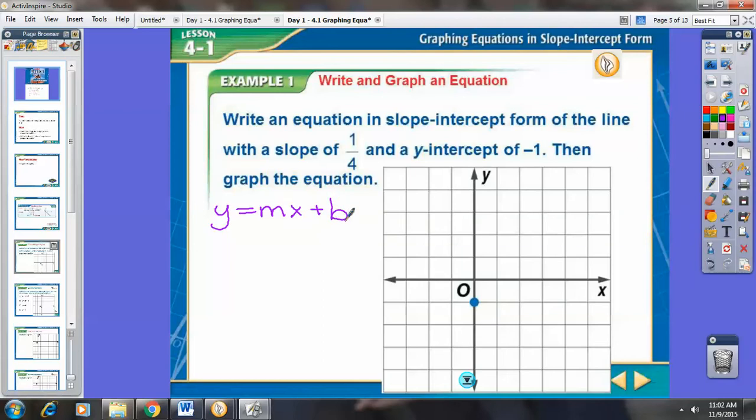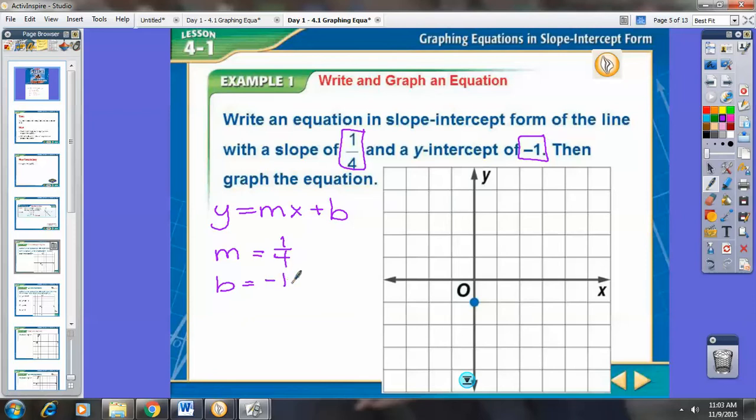In order to write an equation in this form, we're going to have to know our slope and we're going to have to know the y-intercept. That's just what you have to have. You have to have those two items to write your equation. In our problem, they gave us the slope. What did they tell us that value was? 1/4. So I know m is 1/4. And b, they gave us the y-intercept. That's -1.